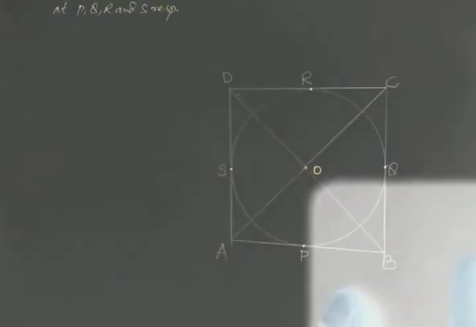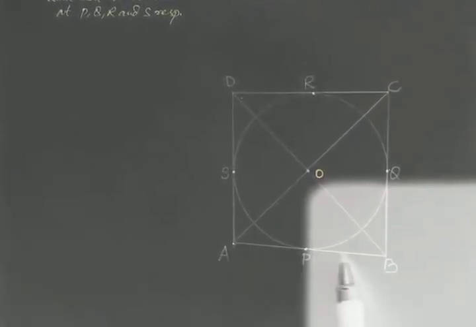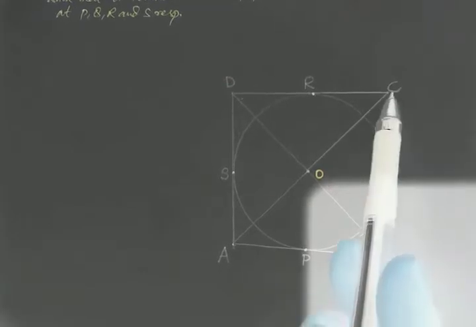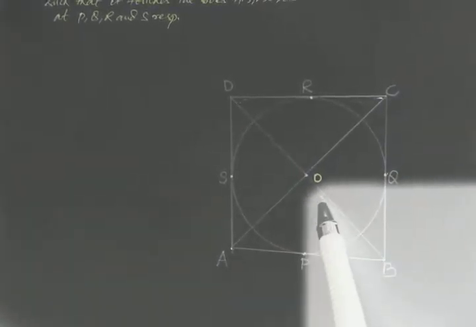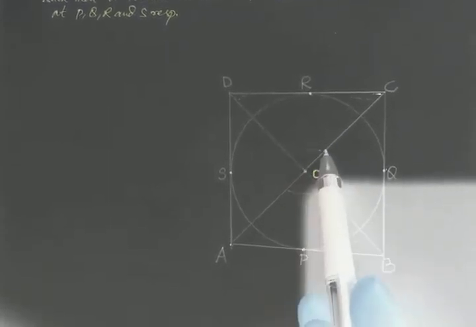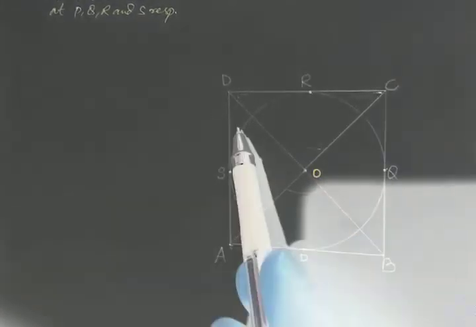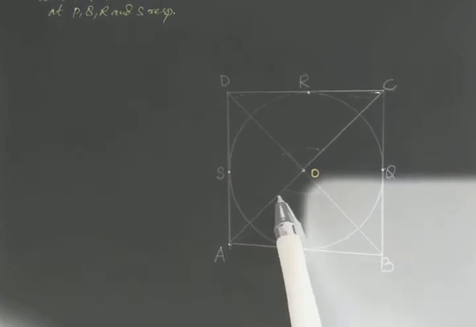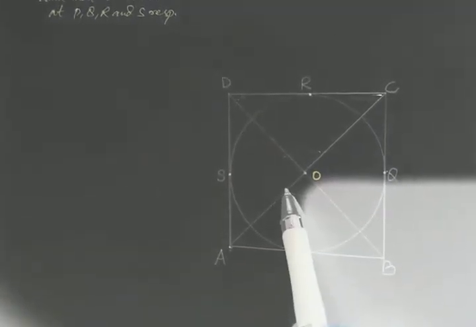Now to prove that opposite sides of the quadrilateral, that is here AB and CD are the pair of opposite sides, subtend supplementary angles at the center. That means AOB plus COD together is 180 degrees, or the other pair of opposite sides, that is BC and AD, subtends angle AOD plus angle BOC together, which is 180 degrees. That is to prove.